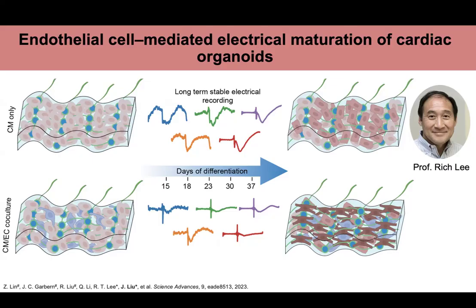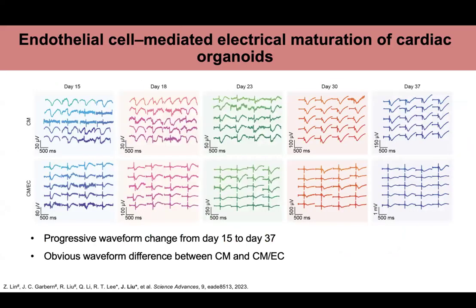Then, using our system to test this idea, we found it's actually not true. Only after 1 or 2 days of integrating the stem cell derived cardiac tissue with the endothelial tissues, the activity of the cardiomyocytes was already modulated.